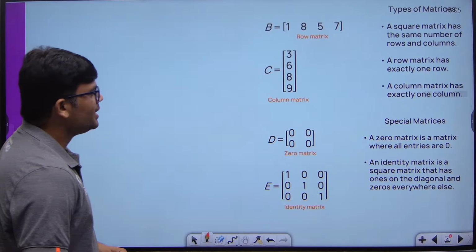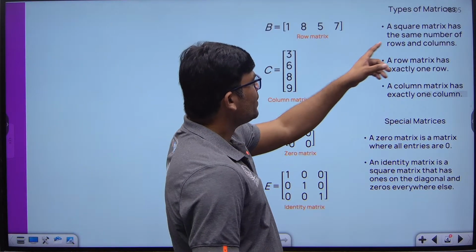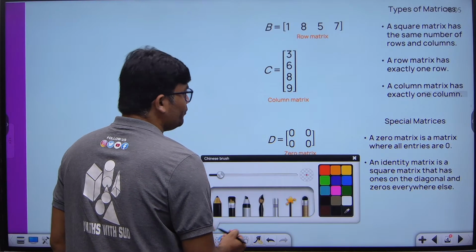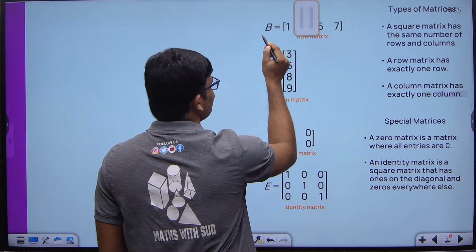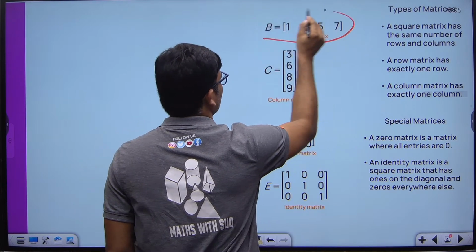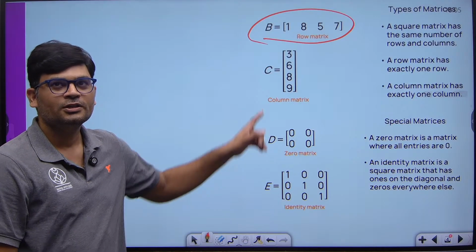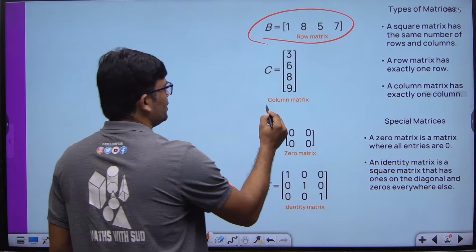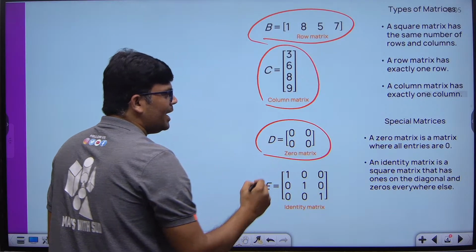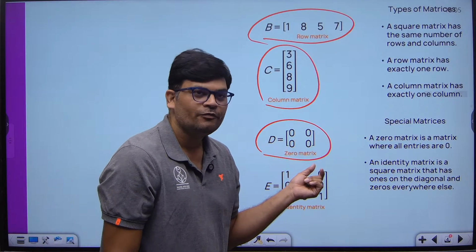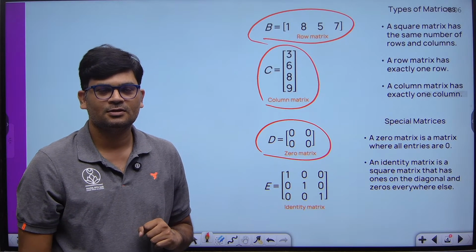Now let us understand the types of matrices. So first of all, let us say the row matrix. You can see the row matrix has only one row, a single row. The column matrix has only one column. Zero matrix, all the elements of the matrix are 0. We say it is a zero matrix.